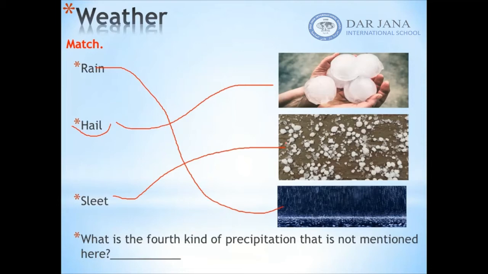Now all of these three kinds, as I said, are kinds of precipitation, or the water that falls back to earth from the cloud. But there is something missing because we said three and we all know that there are four. So what's the fourth kind of precipitation that is not mentioned here? I will repeat them. They are rain, hail and sleet. It is the snow. So snow, we all love snow. It's the white fluffy thing that covers most of the place during winter season.